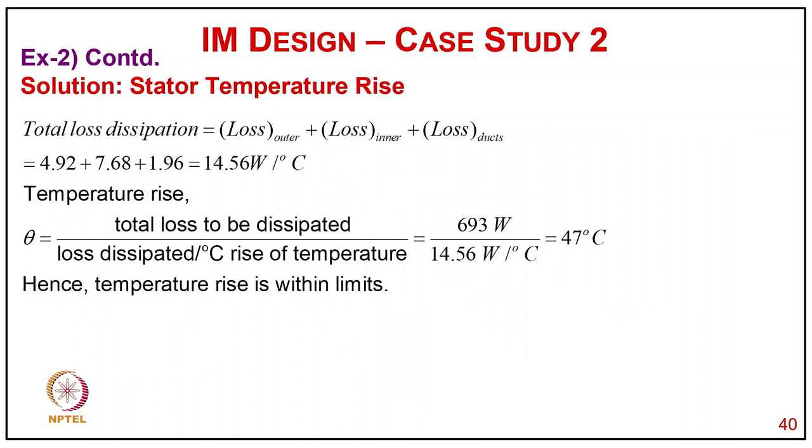Now total loss dissipation is outer loss plus inner loss plus loss in duct, so putting value it comes 14.56 watt per degree centigrade. So temperature rise theta equal to total loss to be dissipated divided by loss dissipated per degree centigrade rise of temperature, so putting value 693 divided by 14.56, it comes 47 degrees Celsius, and hence the temperature rise is within the safe limit of 50 degrees Celsius that we have considered initially.